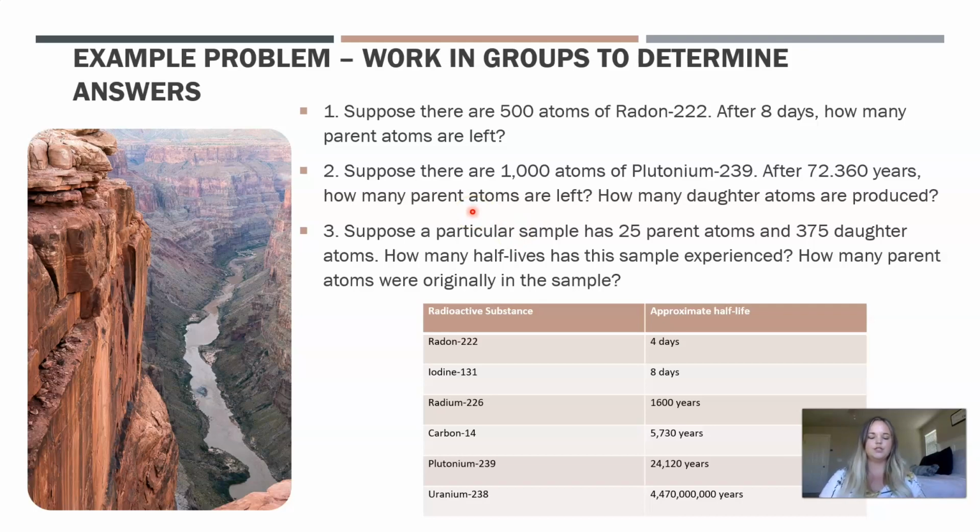So there we're going to do a 2-step. And then number 3, suppose a particular sample has 25 parent atoms and 375 daughter atoms. How many half-lives has this sample experienced? How many parent atoms were originally in the sample? Okay, so now we're going to do all of them on the iPad, and then you'll be able to see exactly how to do these.